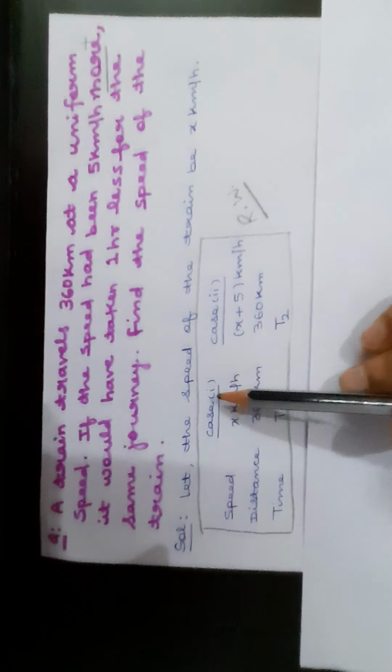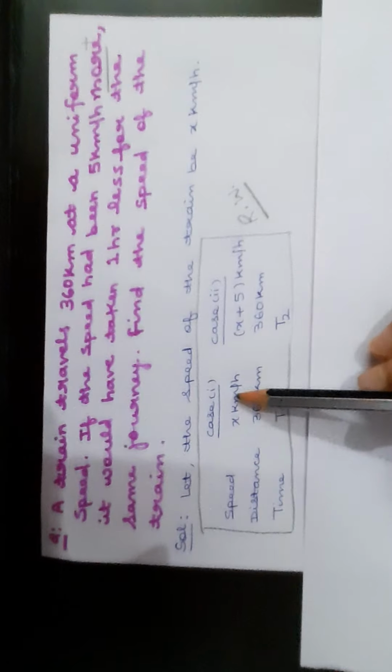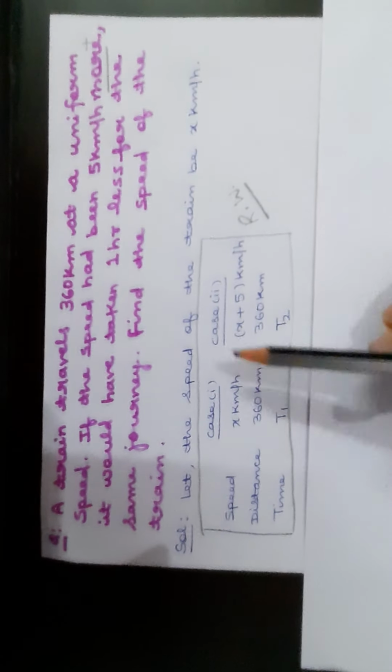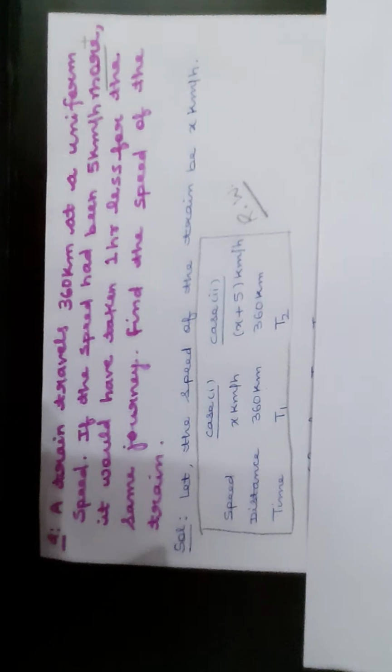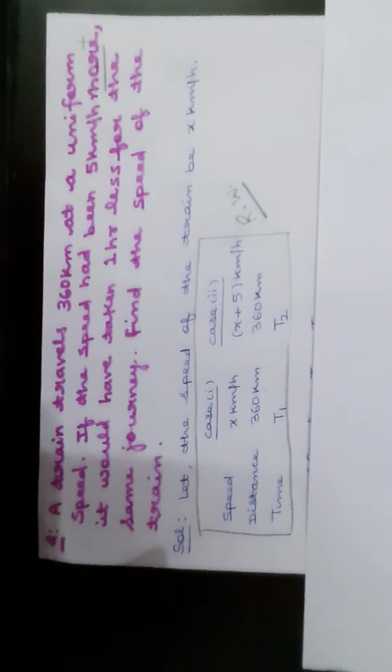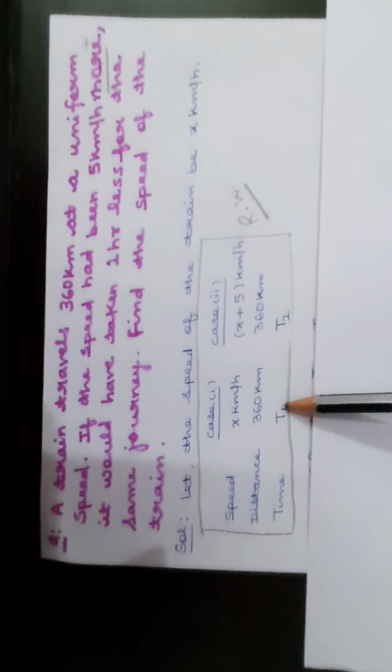Suppose we have two cases. In case 1, the speed of the train is the usual speed, x kilometer per hour. The distance it will cover is 360 kilometer and it will take t1 time. Now in case 2, the speed is increased as per the given condition, so x plus 5. The distance covered is still the same. Time is t2.